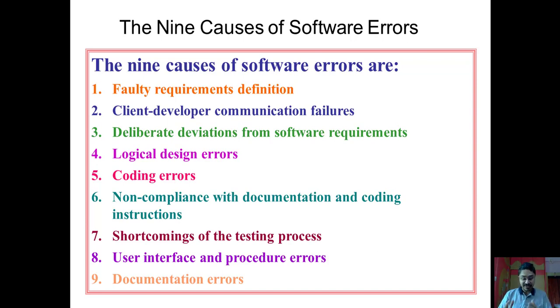So if the testing process itself is faulty, then obviously that can introduce errors in the software. Then there are other problems like user interface and procedure errors. If the user interface is not designed properly, then errors can be introduced. And again, the documentation errors, which we have already discussed. So these are some of the causes because of which errors are introduced in the software system.